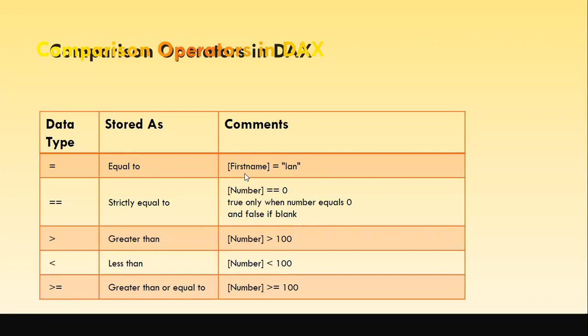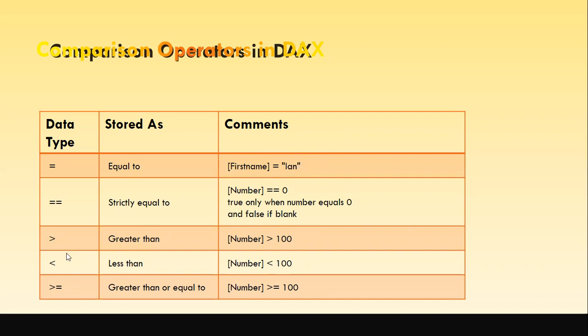Even in this case, it will return the Boolean value. First name is equal to Ion. Let's say the person name is Ion. So Ion is equal to Ion. So it will check if the condition is true. This kind of a condition, right? If the condition is true, then it will return true or false. It will return the Boolean value.